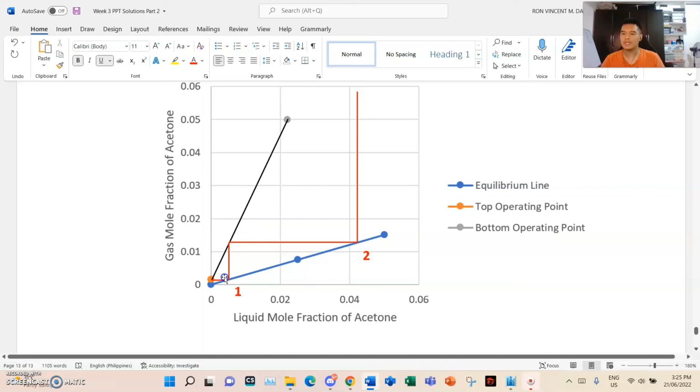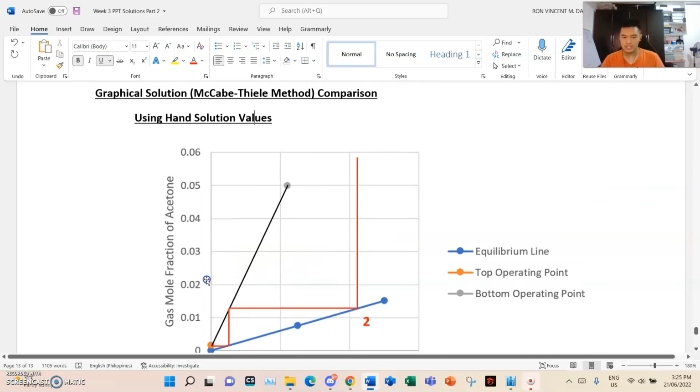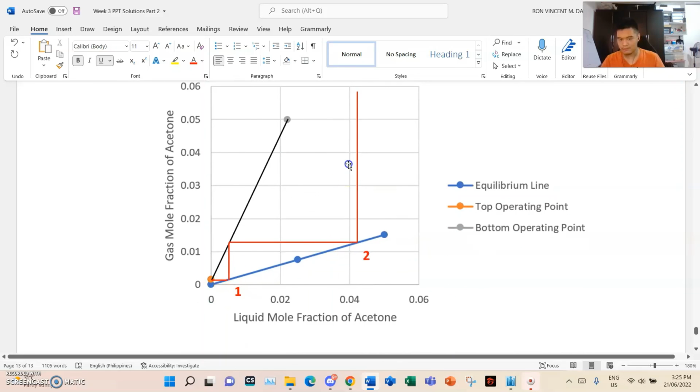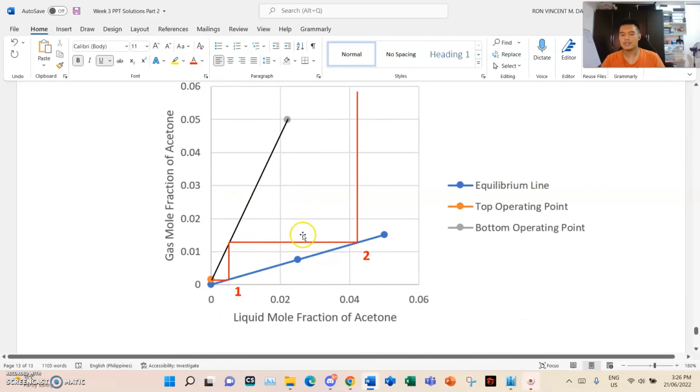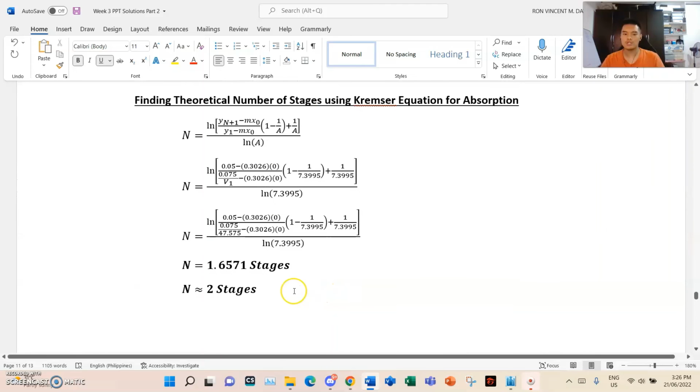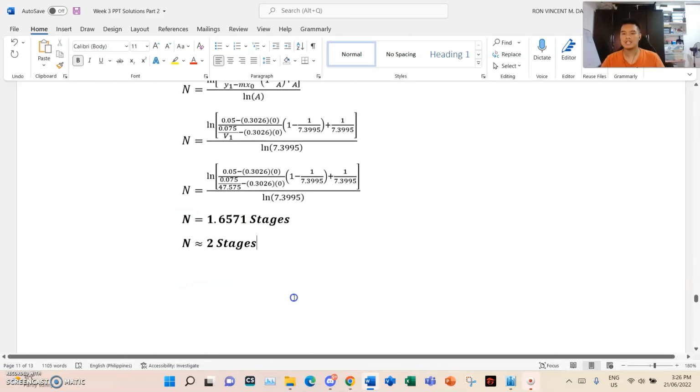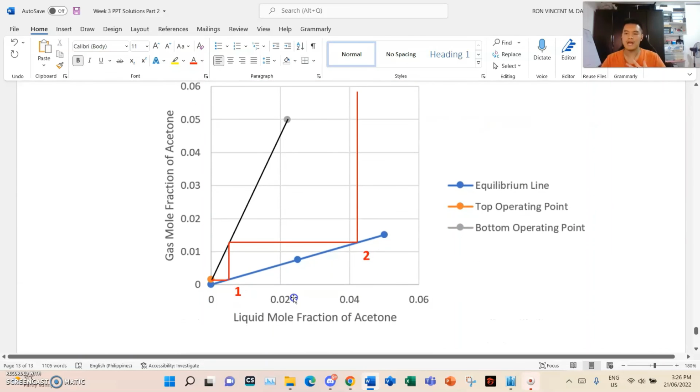And how do we know the number of stages from this? Well, how many times it hits the equilibrium line equals the number of theoretical stages. Since in this graph it hits the equilibrium line 2 times before it bypasses the operating line, that means using my hand solution values, the operating and equilibrium lines require 2 theoretical stages. And going back to my Kremser equation, it also gave approximately 2 stages analytically, now proven graphically on my hand solution values.